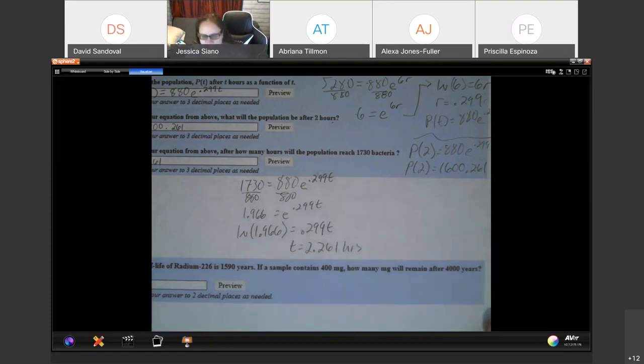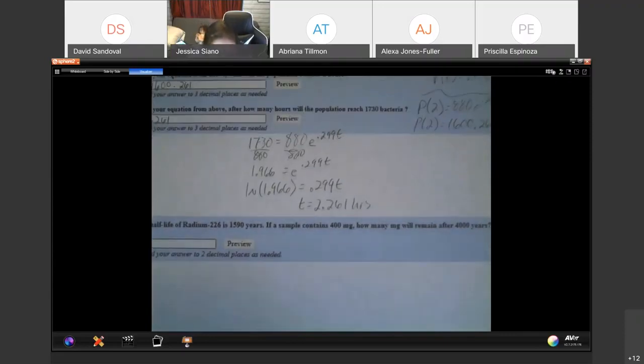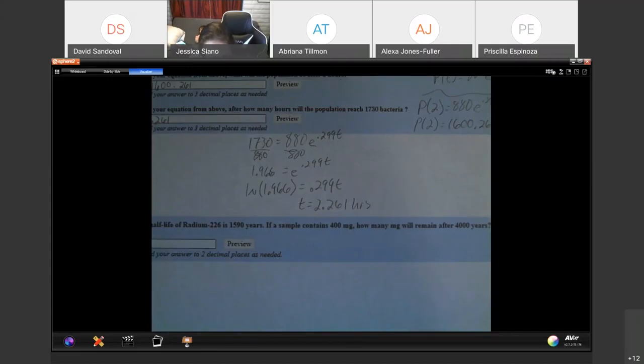It's a lot of different types of questions in these notes, huh? The half-life of radium-226 is 1,590 years. If a sample contains 400 milligrams, how many will remain after 4,000 years, excuse me?